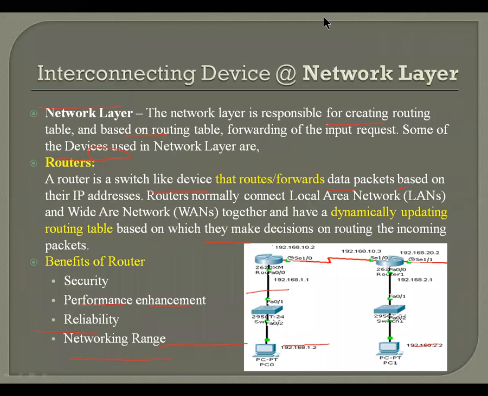Then the next is our network layer devices. The network layer device we have is the router, which is very important, guys. A router is a switch-like device that routes and forwards data packets based on their IP addresses. So the IP address system is very important. A router normally connects the local area network, LAN, and the WAN together, with dynamically updating routing tables, based on which it can make a decision on routing the incoming packets.